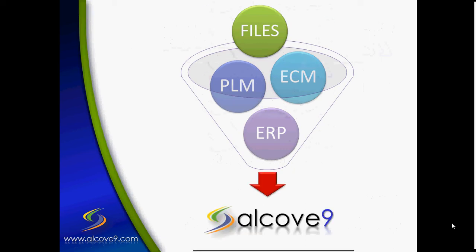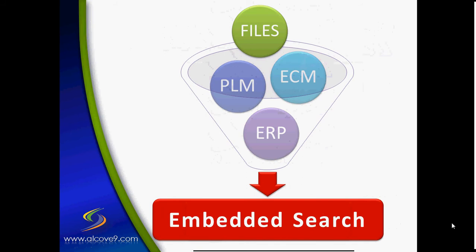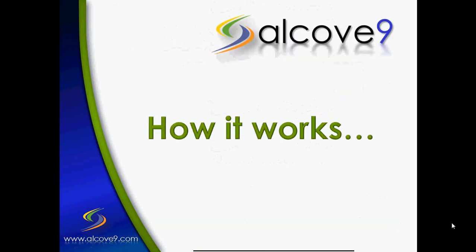So what we like to do here at Alcove9 is to aggregate all of that data into a single view, and ideally keep the user inside their native application, in this case AutoCAD, and we call that embedded search. So how does this work?